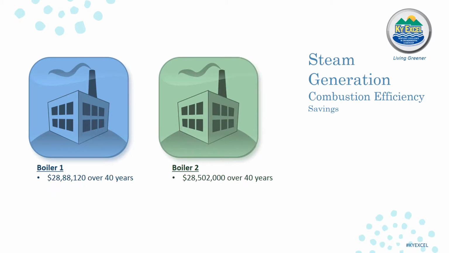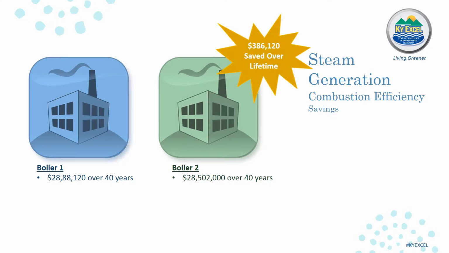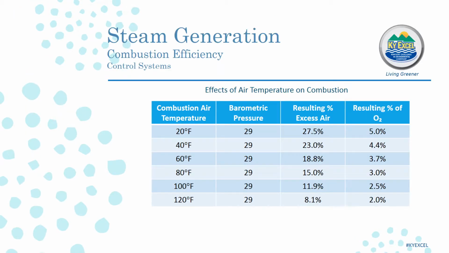Thus, to operate boiler number 2 versus boiler number 1, the annual savings is $9,653. Over the 40-year life expectancy of the boiler, the savings would be $386,120 at 2017's fuel costs. Remember, this savings is from just a 1.1% increase in combustion efficiency. Little things can make a big impact.